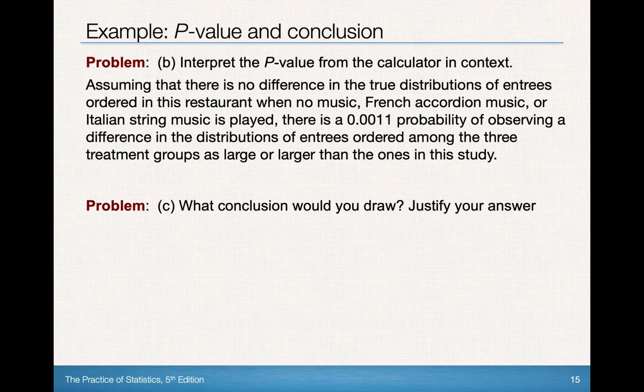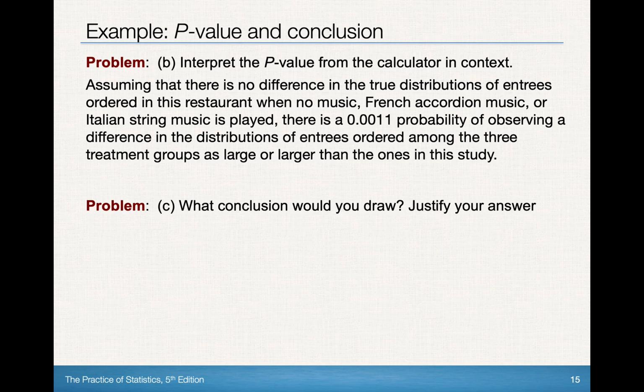All right, so we have a p-value. Our p-value is 0.001. And so that means that the probability, assuming that there's no difference in the true distribution of entrees ordered in a restaurant when no music, French recording music, or Italian string music is played, there is a 0.001 probability of observing a difference in the distribution of entrees ordered among the 3 treatment groups, as large or larger than the ones in this study.